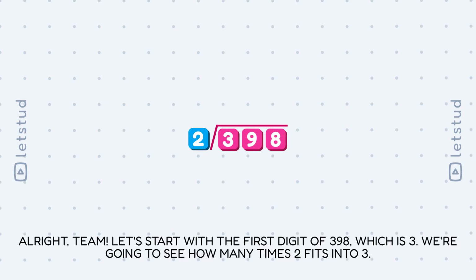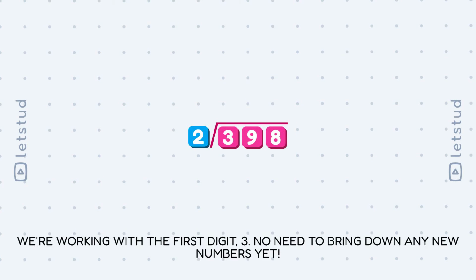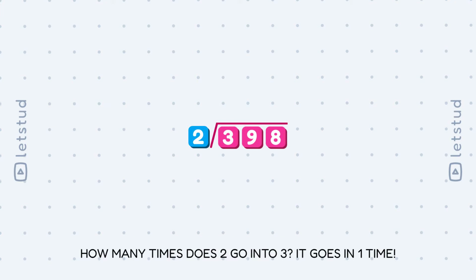Alright team, let's start with the first digit of 398, which is 3. We're going to see how many times 2 fits into 3. We're working with the first digit, 3, no need to bring down any new numbers yet. How many times does 2 go into 3? It goes in 1 time.